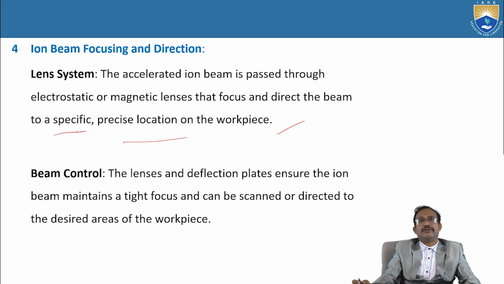Now, beam control. The lenses and deflection plates ensure the ion beam maintains a tight focus and can be scanned or directed to the desired areas of the workpiece. So here the beam is controlled with these lenses. We have to deflect them through the deflection plates to ensure the ion beam maintains a tight focus on the workpiece.